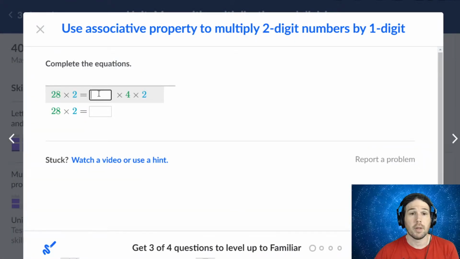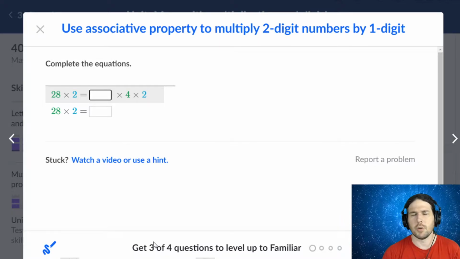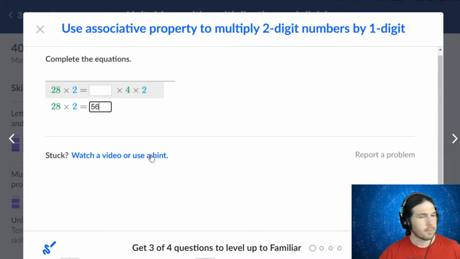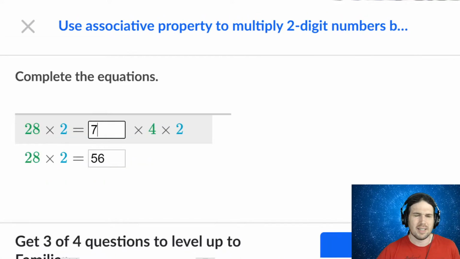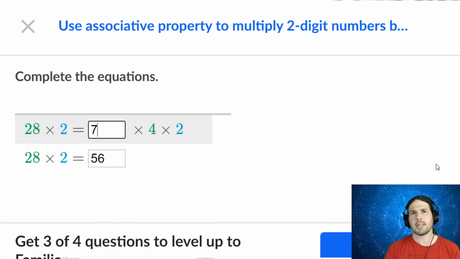For example, 28 times 2. Interestingly, I'm not sure what they're doing here. What I would do is make it 20 times 2 is 40 and 8 times 2 is 16, to make 56. But they're breaking it up into 7 times 4 times 2, and I don't see how that's any easier. This problem doesn't make any sense to me.